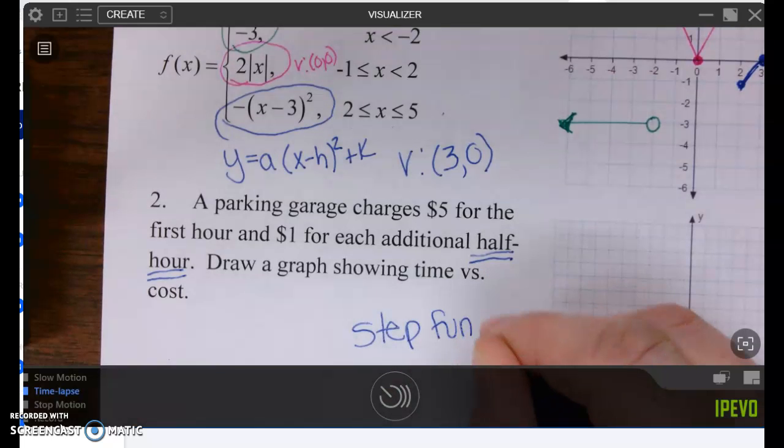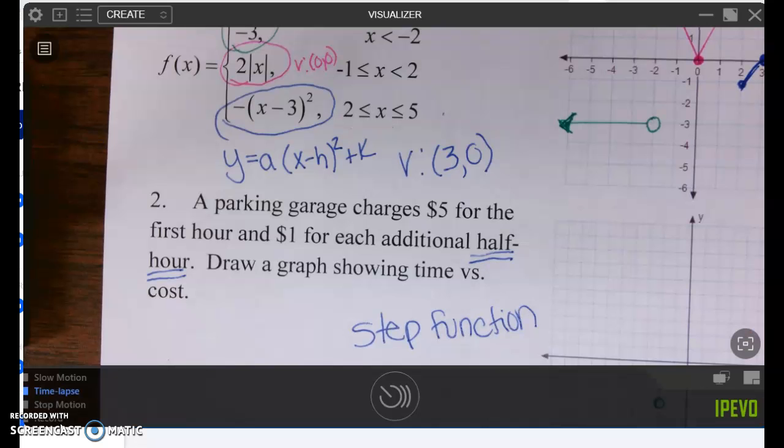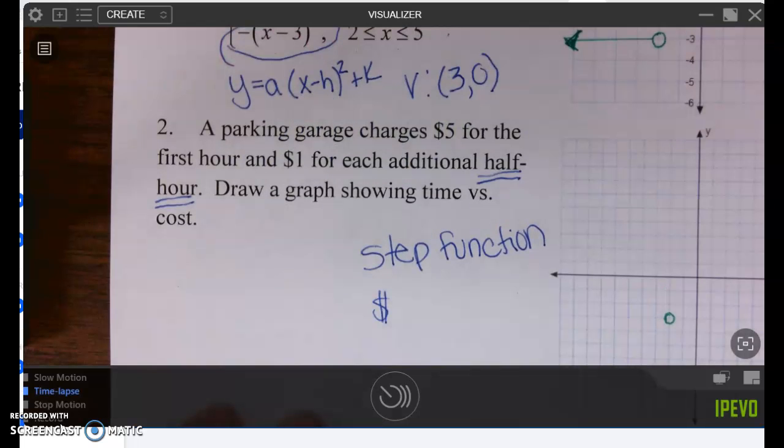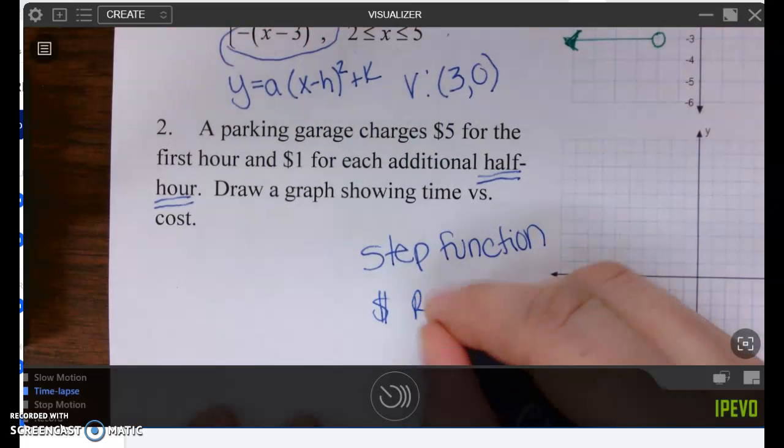And the deal is, if you pull into the parking garage and decide to leave, you're still going to pay the $5 for the first hour, even if you're only in there for a minute. And so it looks like steps when you graph it because these companies want to get as much money as they can from you. And so it's always rounding up.